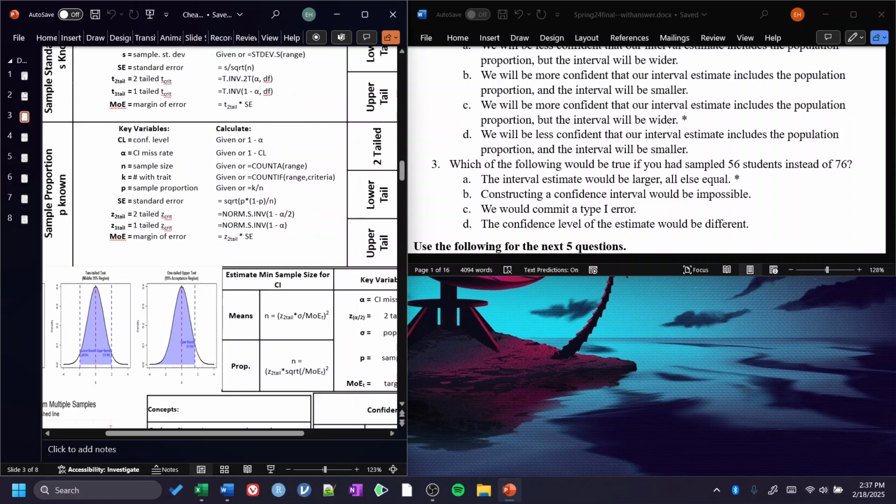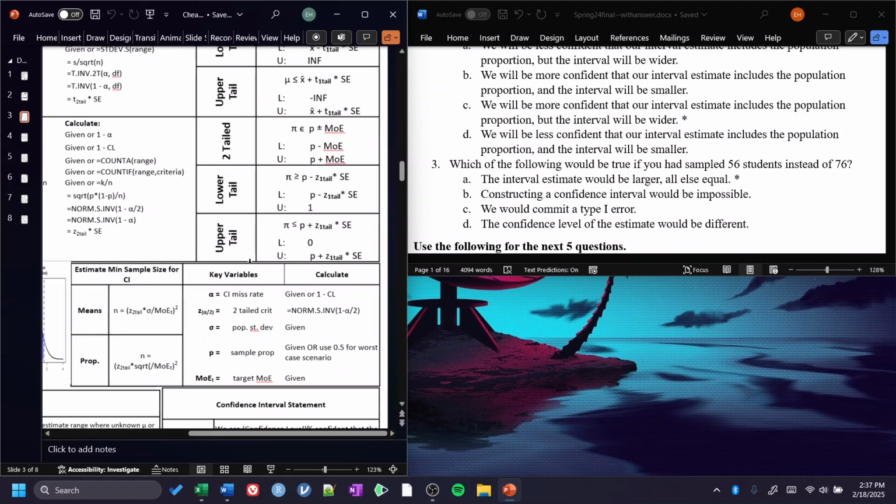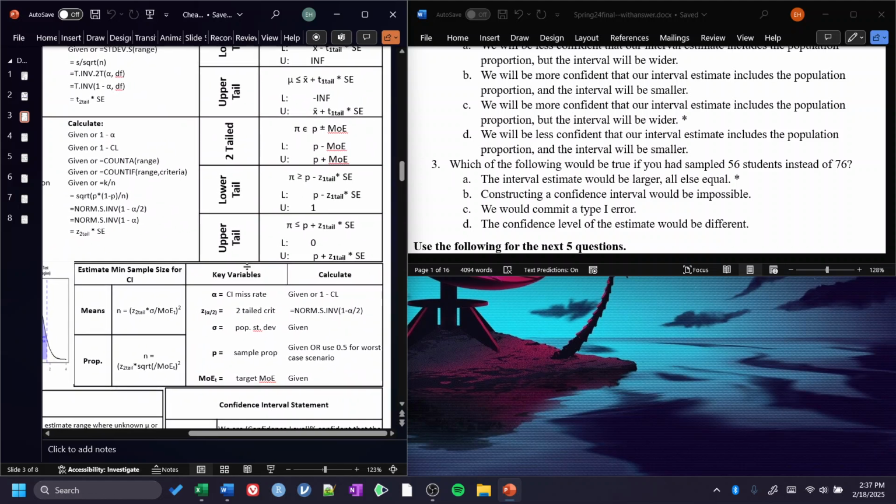Anyhow, so again, with this confidence interval stuff, the big thing here is just being able to calculate out your key variables and then apply them to your interval, whether we are doing a two-tailed interval or a one-tailed, and you plug in the values that you get from your key variables.